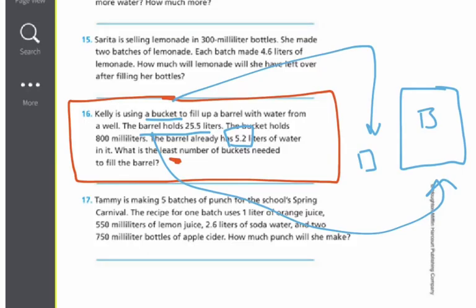Problem number 16, Kelly's got a bucket. There's a picture of a bucket. She's going to fill up a barrel. The barrel already has some in it. It has 5.2 liters in it already. So how many buckets will it take to fill up the rest of the space?